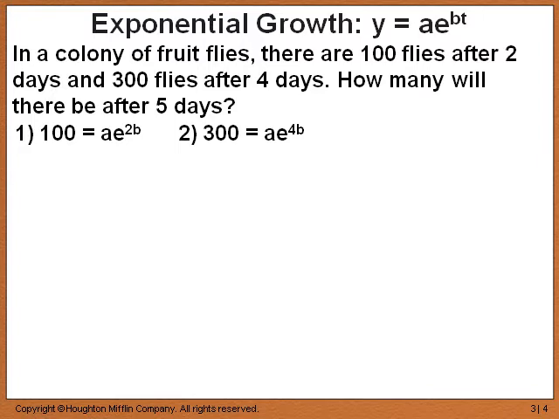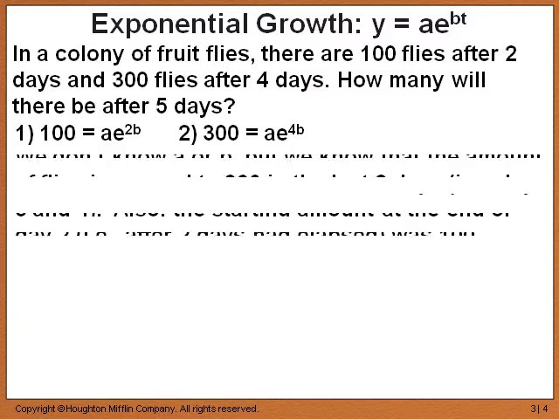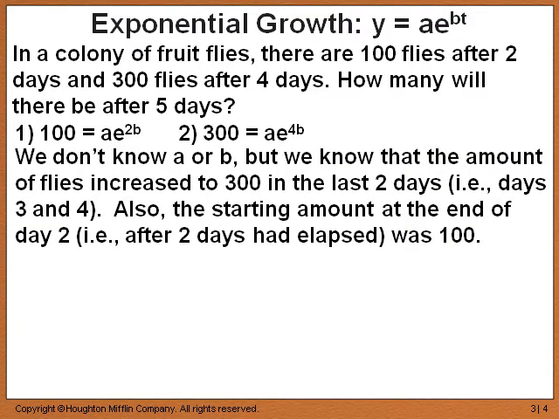And the other equation we can set up by translating English into math is 300 equals ae to the 4b, because we know that there are 300 flies after 4 days. Now, the question is asking us for how many there will be after 5 days. And in order to solve it, I'm going to need to find b, the rate constant. Now, there is actually a way to solve this without a, as we're going to see.